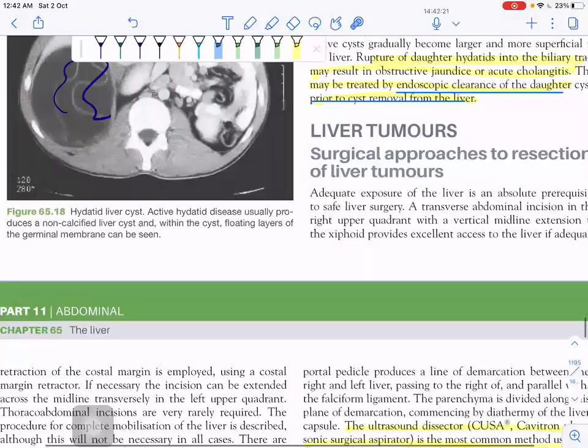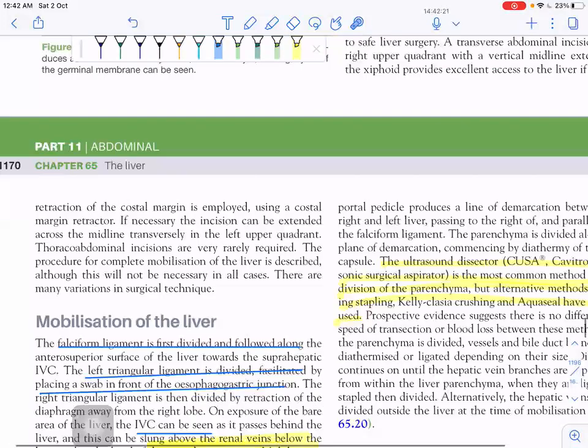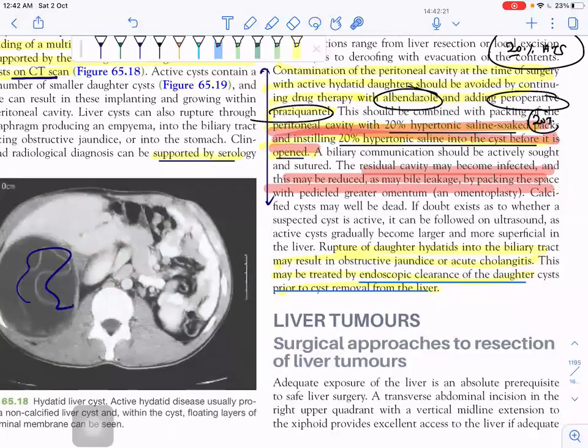One more point: if doubt exists whether the cyst is active or not, it can be followed on ultrasound, as an active cyst gradually becomes larger and more superficial in the liver. So whichever cysts are larger, increasing in size, and more superficial, they are active cysts compared to the deep cyst.